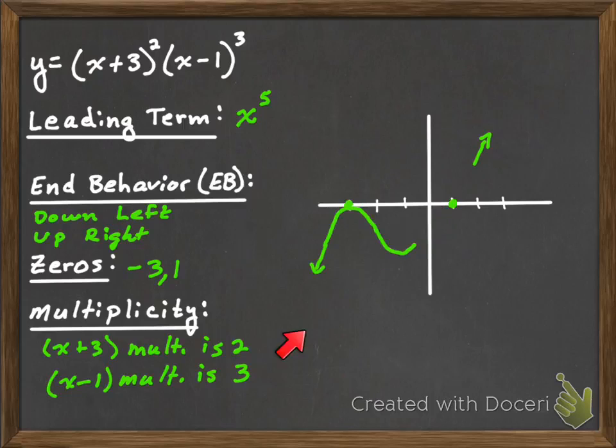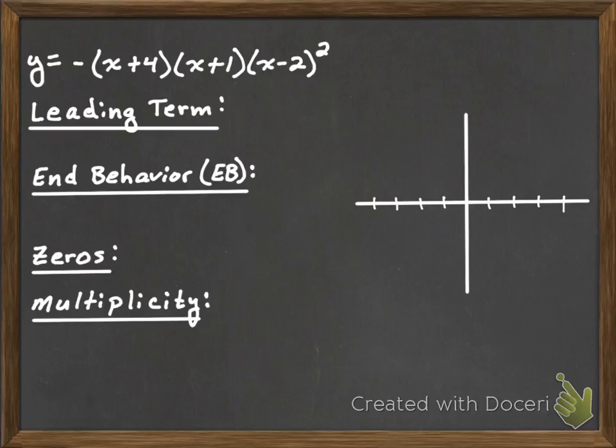Now, at this 0, the multiplicity is 3. When you have a 3, which is an odd number larger than 1, what that means is that your graph changes concavity. So it's going to change from concave down to concave up at that point. So it does not go straight through, it does a change in concavity. The only time it goes straight through is if your exponent is a 1.